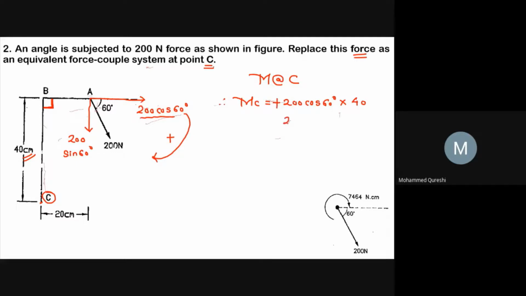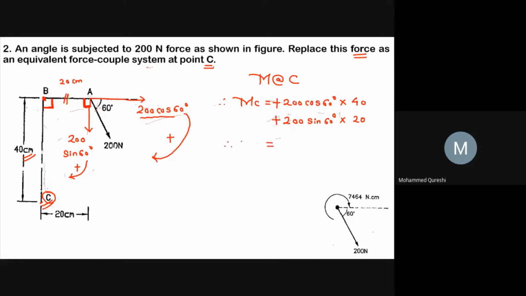Now we will go for second force, that is 200 sine 60 degree. This force makes the perpendicular distance over here with respect to point C. So this will be exactly equals to 20 centimeter. So it will make the perpendicular distance of 20 centimeters. So I will write over here 20, and this 200 sine 60 will move towards point C in clockwise direction, hence it will be also positive.